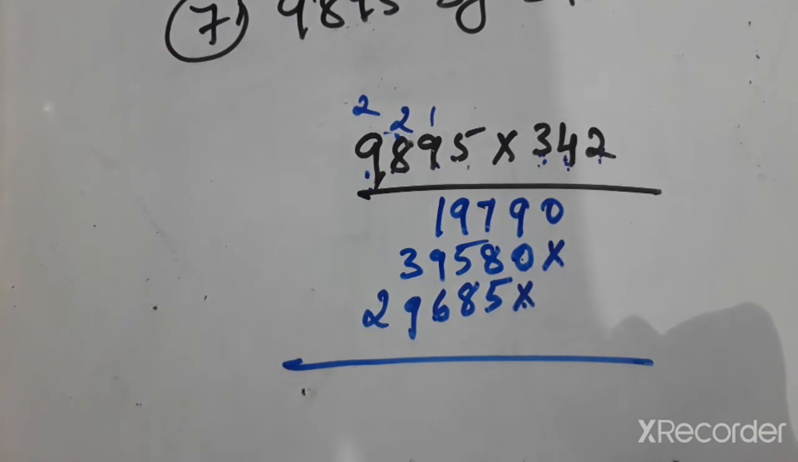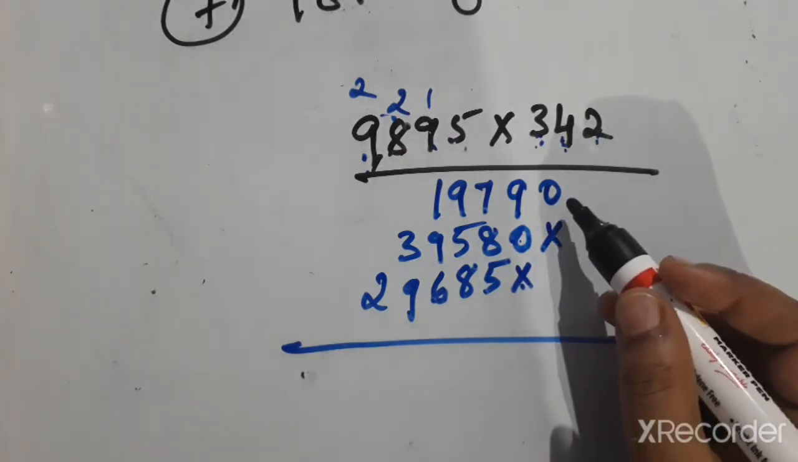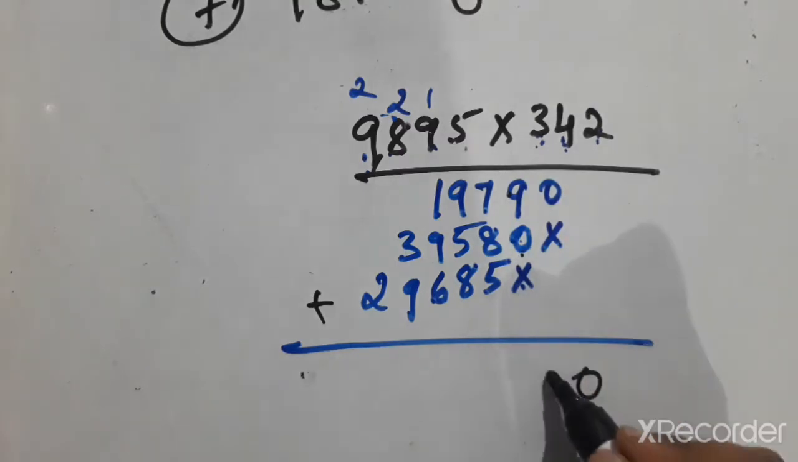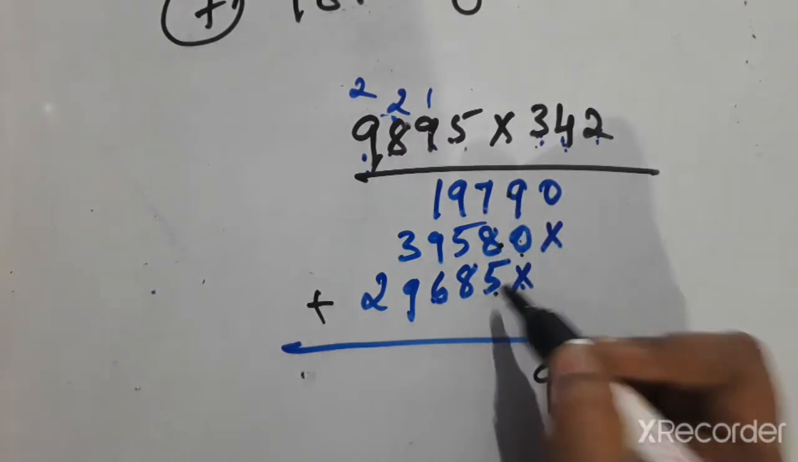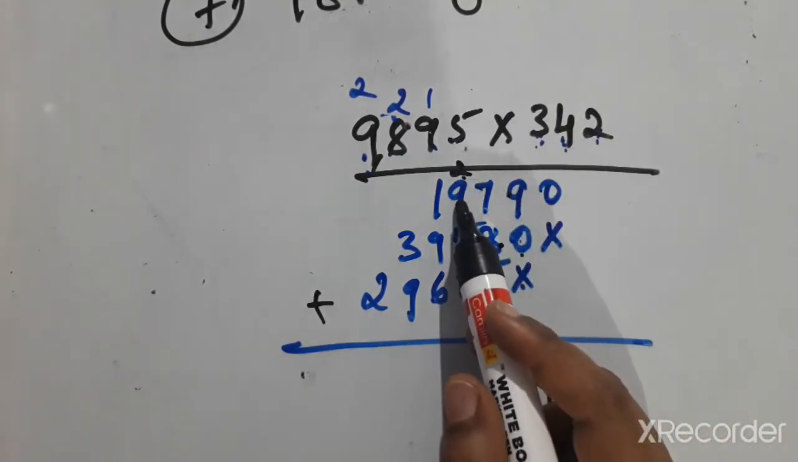Without knowing tables, you can't multiply, children. You should know tables at least 1 to 10. Now add the values. 0, 9 plus 0 is 9. 7 plus 8 is 15. 15 plus 5 is 20. 0, 2 carry out to the next place. 2 plus 9 is 11.